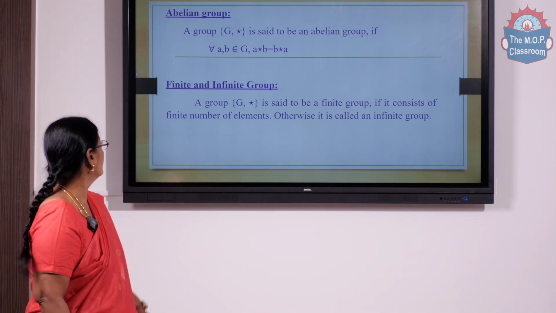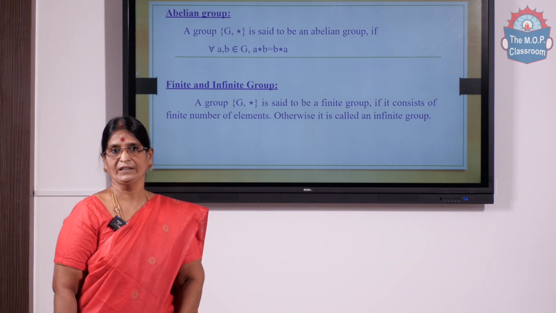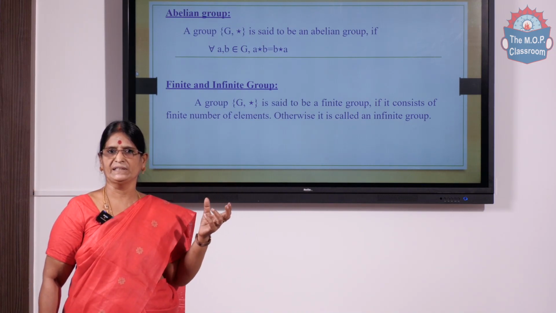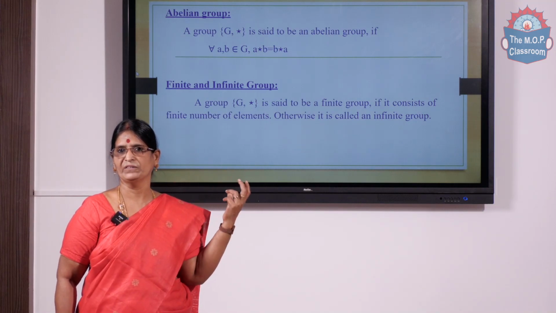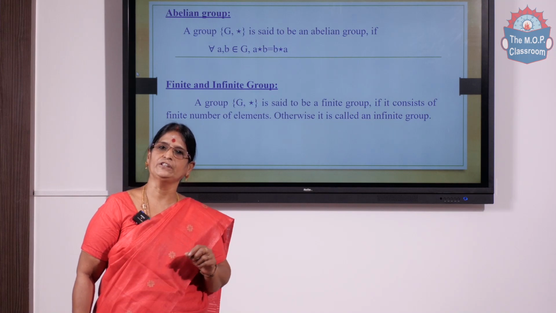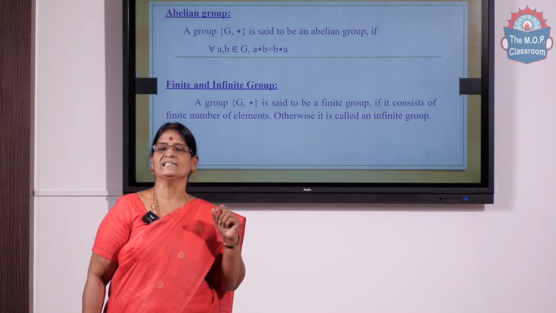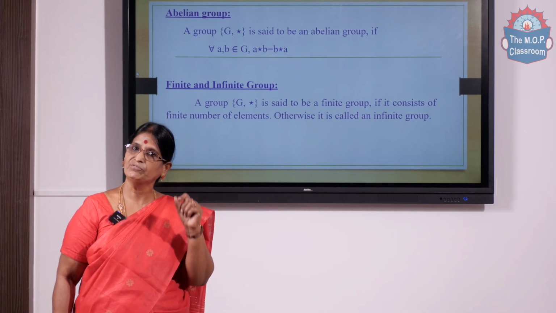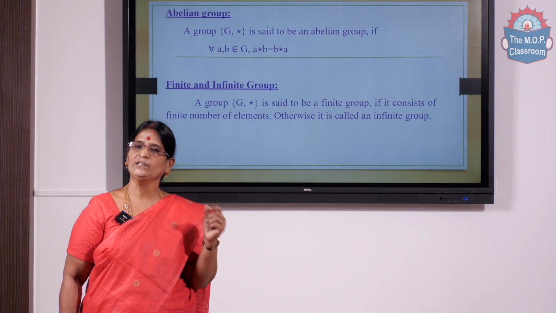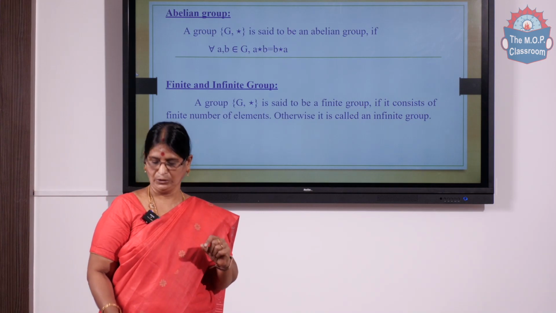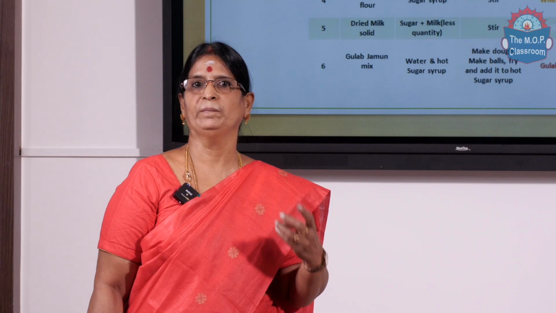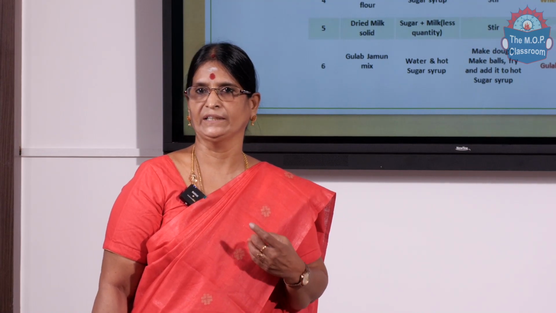A group which is not abelian is called a non-abelian group. Next, finite and infinite groups. We have already come across this definition in sets, and it is the same for groups. A group G star is said to be a finite group if it consists of a finite number of elements. Otherwise, it is called an infinite group. Now we have come across a few definitions: group, abelian group, and finite and infinite group.